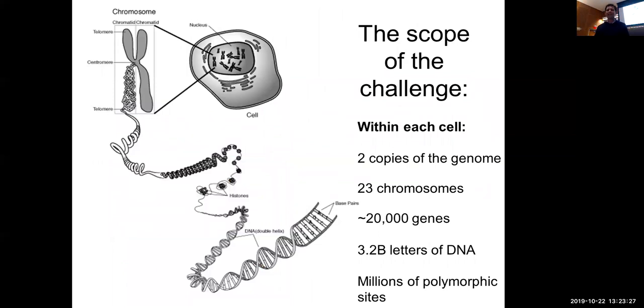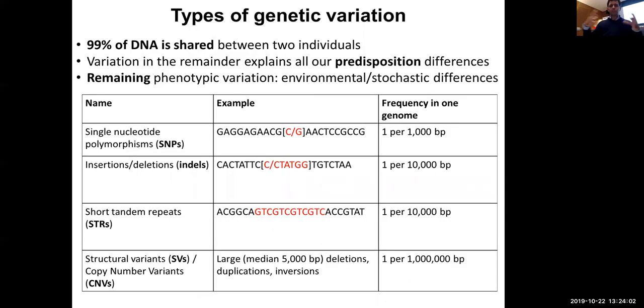We have in every cell of the human body two copies of the genome, 23 chromosomes, about 20,000 protein-coding genes, probably a similar number of non-coding genes, and 3.2 billion letters. And we have millions of polymorphic sites. So what we're going to talk about in the next few lectures is how we understand this variation, catalog this variation, map this variation, associate this variation with phenotypic variation, and ultimately understand the molecular basis of human disease. So let's start with the foundations.